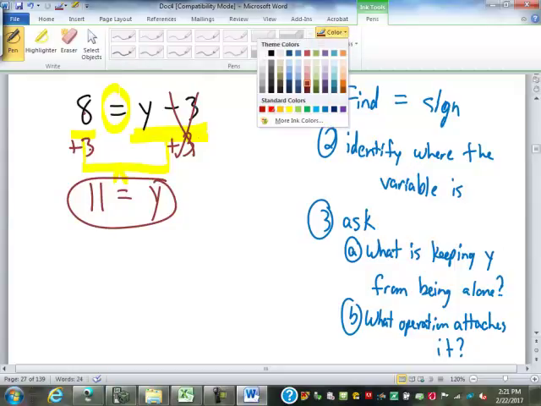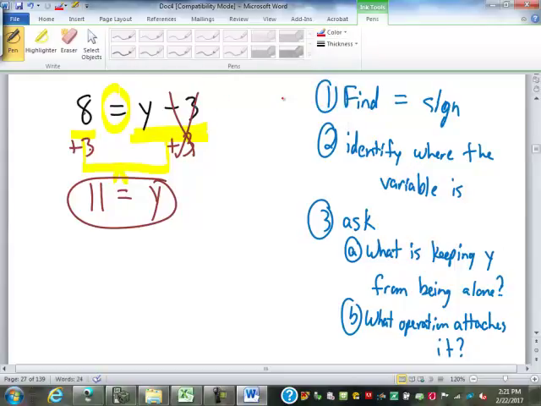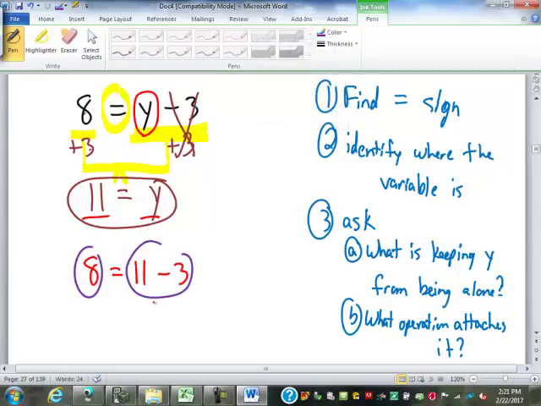Now, at this point, if we're not sure, we can always go back and check to see if our answer is correct. To do that, if we say that y equals 11, we can replace y in our original equation with the number 11. So instead of 8 equals y minus 3, 8 equals, we put in 11 minus 3. So this is 8. 11 minus 3 is 8. So we get the same value on both sides of the equation. So that tells us that we most likely did that correctly.